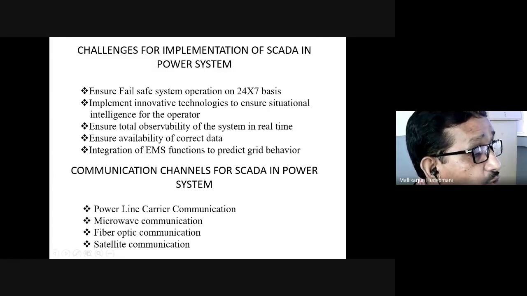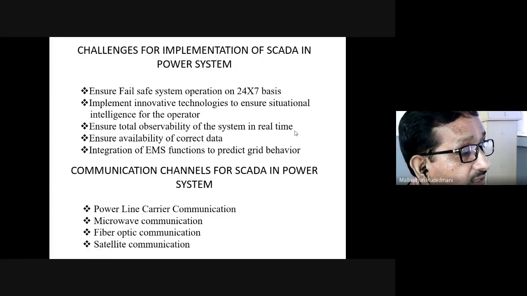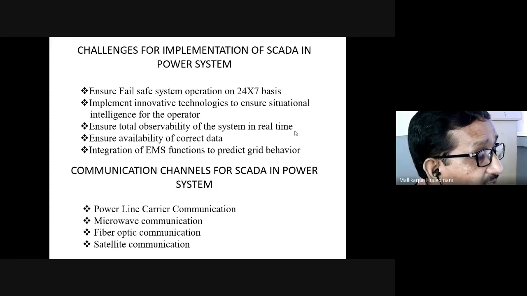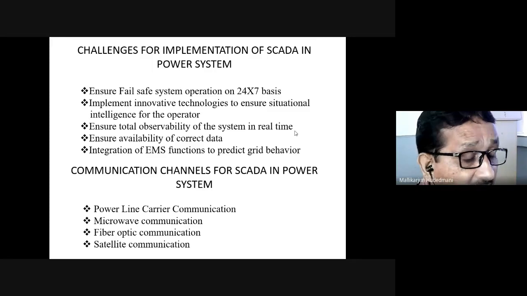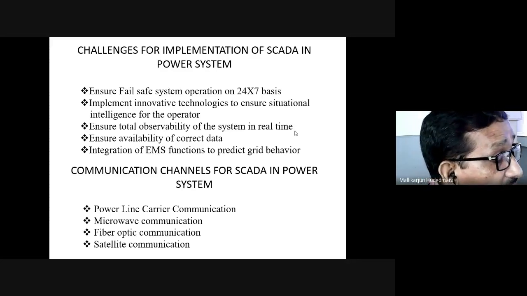Ensure total observability of the system in real time. As I was saying, SCADA, supervisory control and data acquisition, is basically a computing facility with suitable software and hardware interfaces to the end-to-end devices across the geographical periphery in which it is supposed to function. The real-time view of the entire interconnected system is shown on the screen, either in full or in part as required, and the data is obtained and stored in the database for appropriate use, processed accordingly, and the results of the processes are used to control the system appropriately.